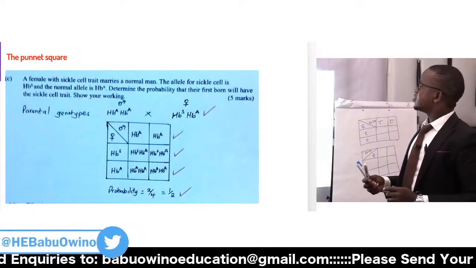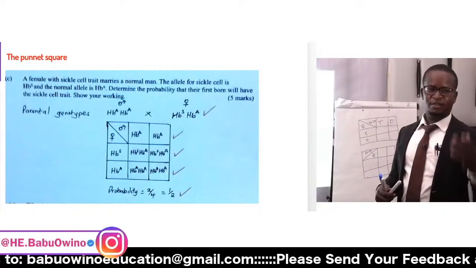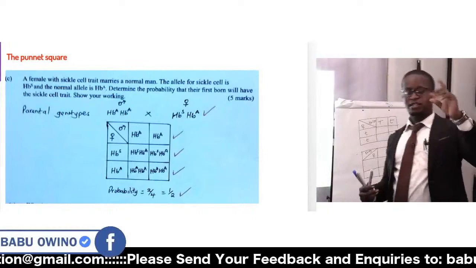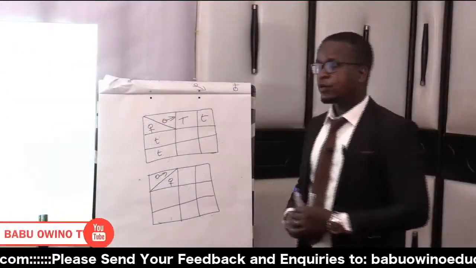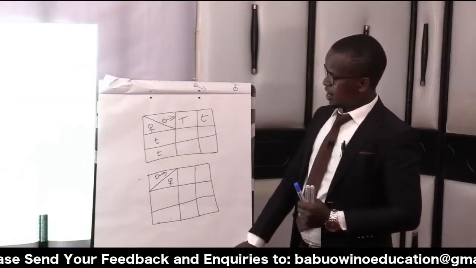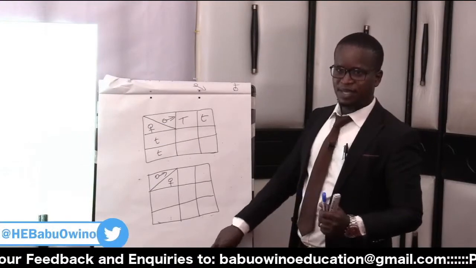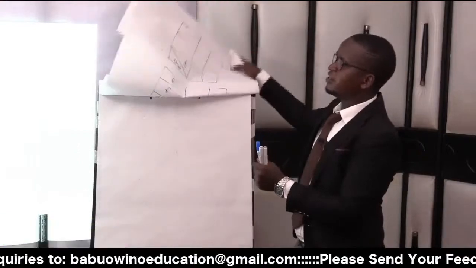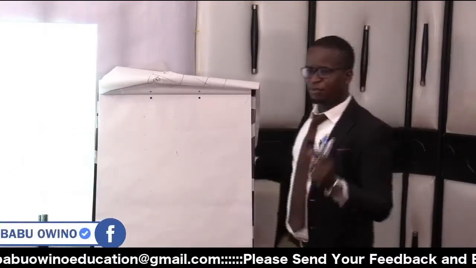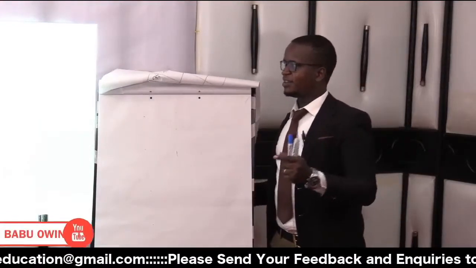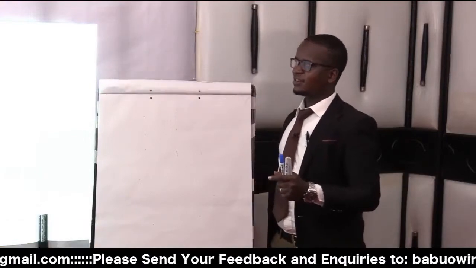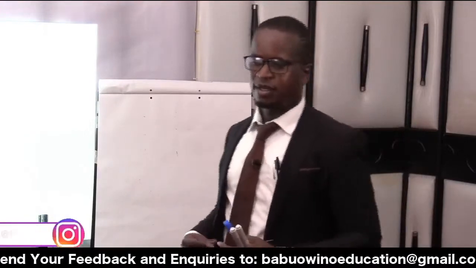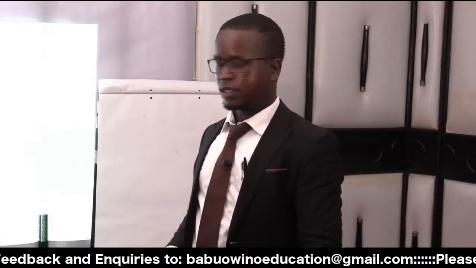So remember, I showed you the different patterns of inheritance: complete dominance and incomplete dominance, and codominance. If it is a case of complete dominance, remember, we use a capital letter to represent the dominant gene and a small letter to represent the recessive gene. But if it's a case of incomplete dominance or codominance, then we always represent the alleles with different capital letters. Different capital letters. Always take note of that.